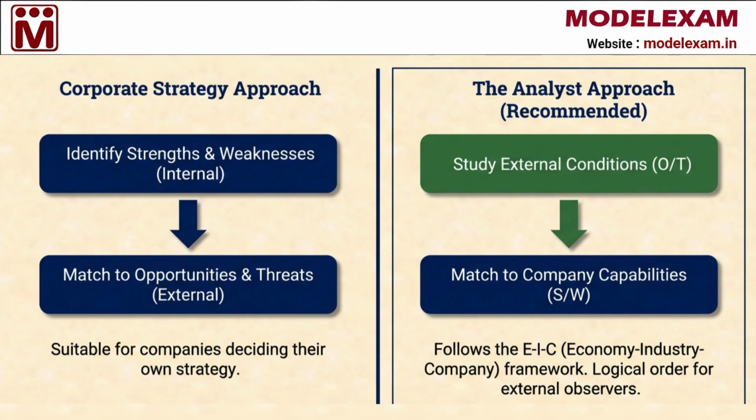Now, there are two ways to approach this analysis. The first is the corporate strategy approach, where you identify internal strengths and weaknesses first and then find external matches. This is great for company managers. However, as an investor or analyst, you should use the analyst approach. Here, you study the external conditions first, the opportunities and threats, and then look at the company to see if it has the capability to handle them. This aligns perfectly with the logical flow of economy, industry, and company analysis, where we start big and narrow down.